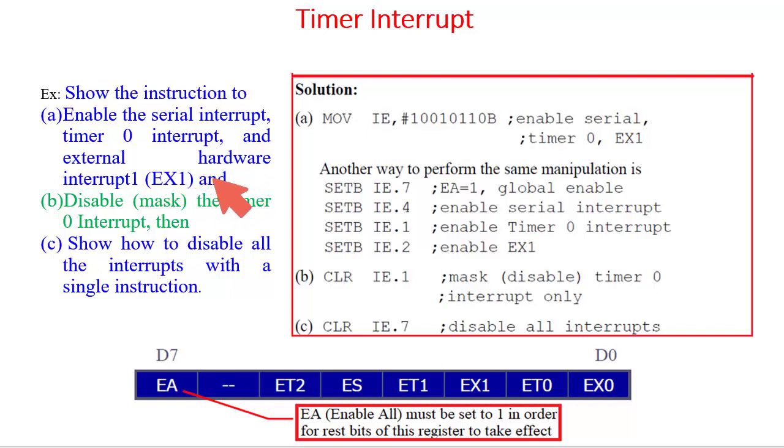So we need to set the interrupt enable register. In the interrupt enable register, we need to enable the serial interrupt. Which one is serial interrupt? This ES is for serial interrupt, so this will be logic 1. Next, timer 0 interrupt. Which one is timer 0 interrupt? This ET0. Next, external hardware interrupt 1. Which one is this? This is EX1. Now these three we have set.